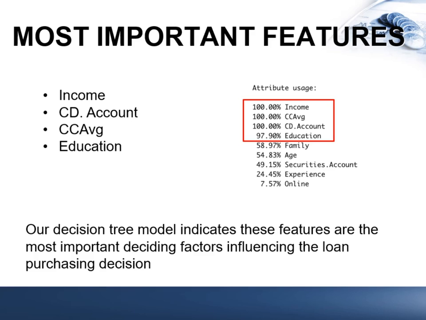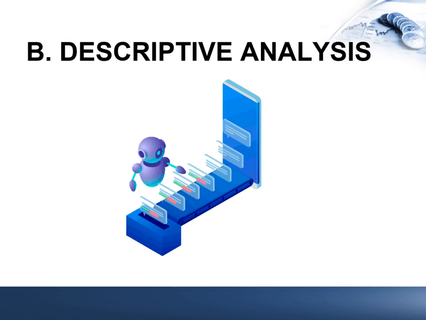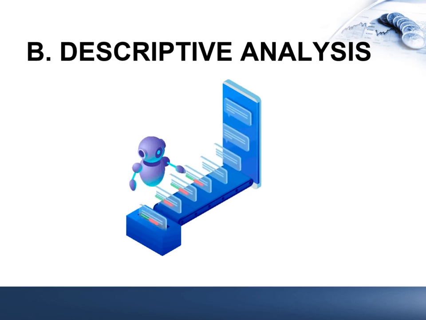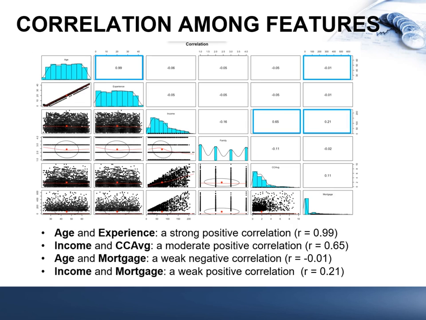The reason behind this is the attribute uses for these features are comparatively higher than the others. The next part is descriptive analysis. To answer the analytical question, which features are correlated to each other, we visualize a matrix of scatter plots. Age and experience shows a strong positive correlation. Income and CC average has a moderate positive relationship.